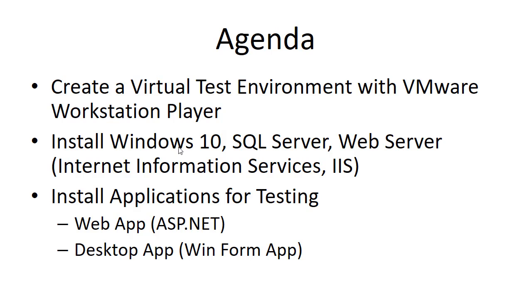Then we will install Windows 10, SQL Server, a web server. We will install the Internet Information Services IIS on this virtual machine. And then finally we will install 2 test applications. We will install a simple web application created in ASP.NET. We will install this application on the IIS Web Server, and then after that we will install a simple desktop application, a WinForm application, inside the test environment.